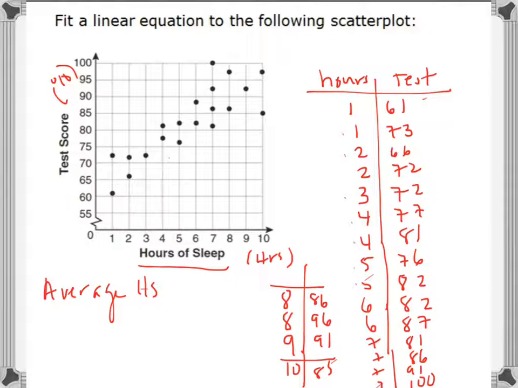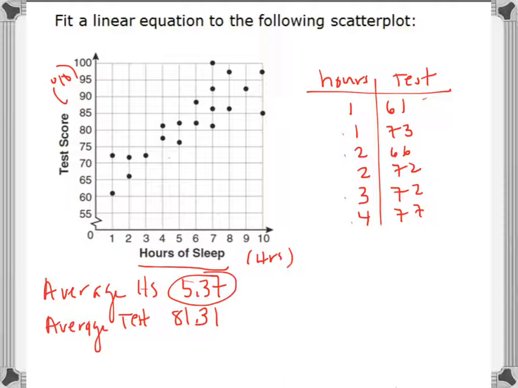Okay, so the average hours, what I did was I added all these things together and divided by 19. So the average hours ends up being about 5.37, okay? And the average test score was about 81.31. Okay, so I'm going to erase all the stuff for the table so that I can use this space to work.